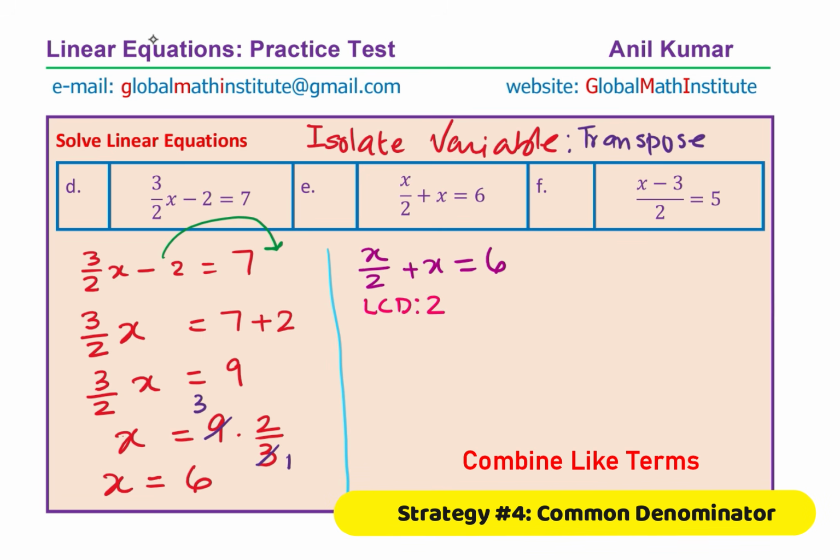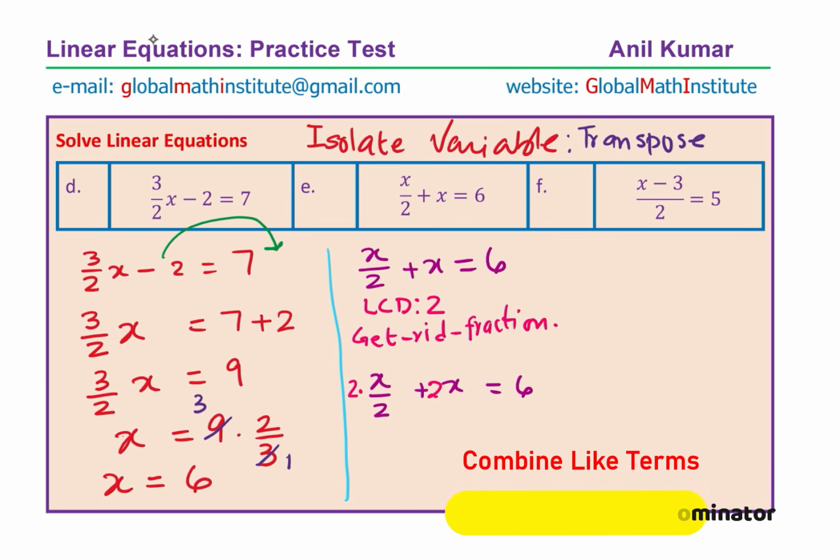So our strategy now is to get rid of fractions. How do we get rid of fractions? Since the lowest common denominator is 2, we'll multiply every term by 2. Get the idea? Okay, so let's rewrite this expression, x/2 + x = 6. I want to multiply everything by 2, so this is times 2, this is times 2, and that also will be times 2. So we multiplied every term by 2.